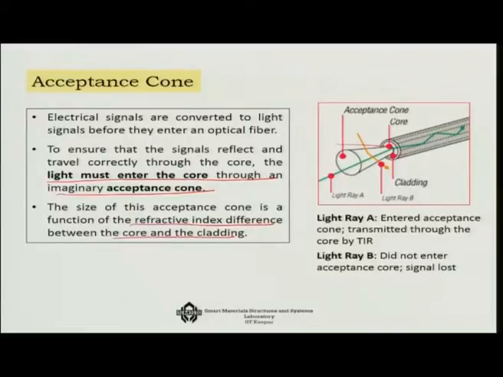For example, you can see here the light ray A entered the acceptance cone and was transmitted through the core by total internal reflection. But light ray B cannot enter the acceptance cone, and hence that particular signal is lost. It lies outside the system, like any such light ray that we have drawn. So, that is the acceptance cone.